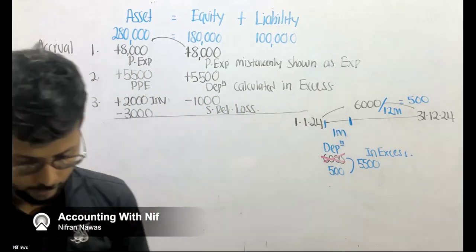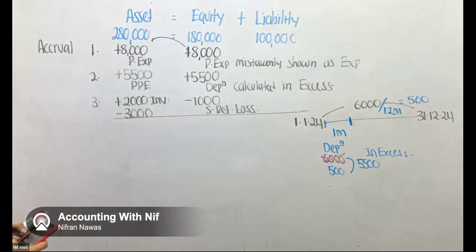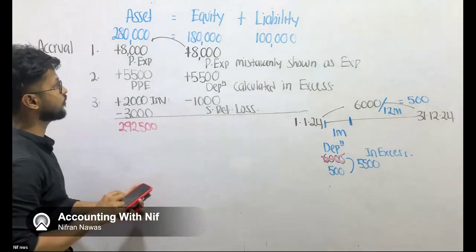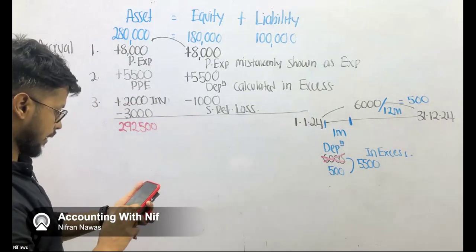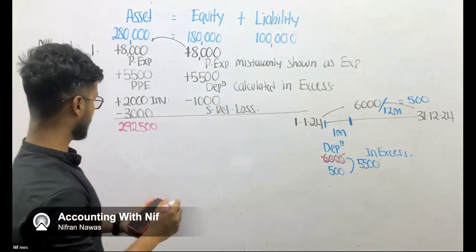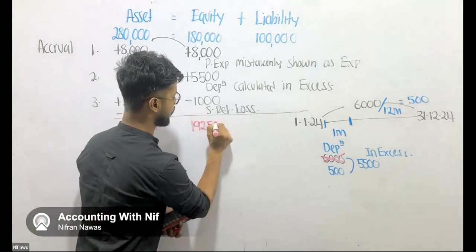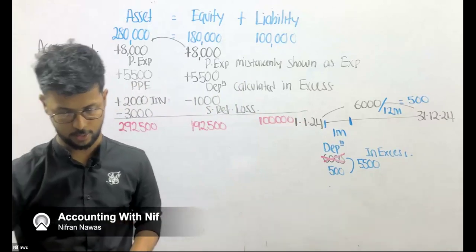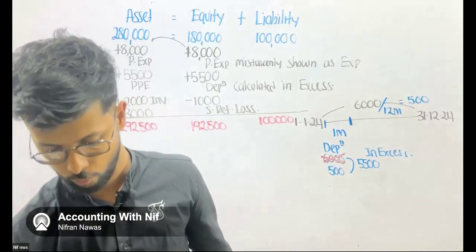So what do we have? Let me quickly get that calculated. It's 280 plus 8 plus 5.5 minus 1. That's going to give me 292,500. Over here is 180 plus 8 plus 5.5 minus 1, that's 192,500. And liabilities remain just the same. So there you go, that's your answer for question number 4.